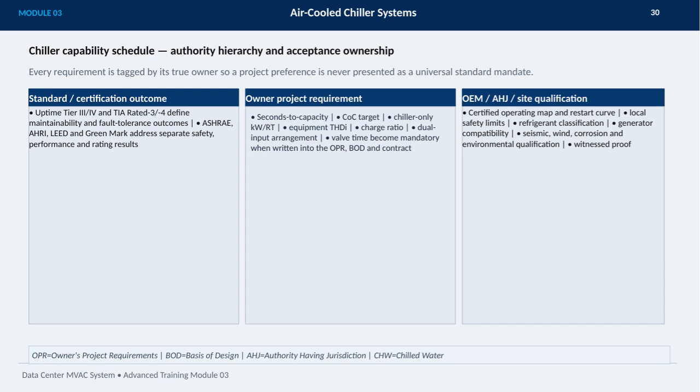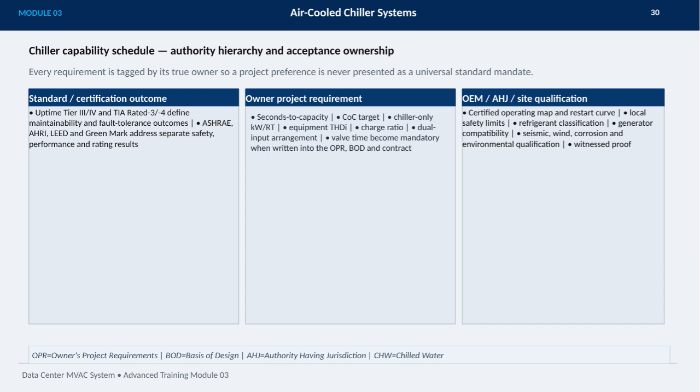First, the standards and certifications, things like Uptime Tier 3 or 4, TIA rated 3 or 4. These define maintainability and fault tolerance, while organizations like ASHRAE, AHRI, LEED, and Green Mark focus on safety, performance, and rating results. Next, the owner's project requirements detail specifics such as seconds to capacity, chiller-only power usage in kW per ton, equipment harmonic distortion current, charge ratios, and valve timing. These become mandatory when specified in the owner's project requirements, basis of design, and contract documents.